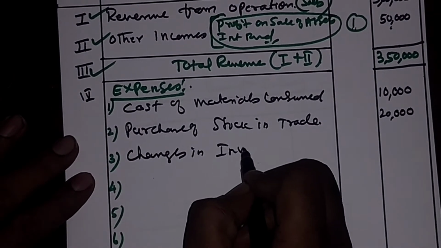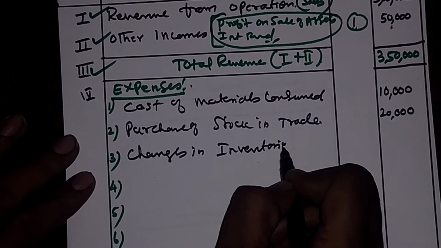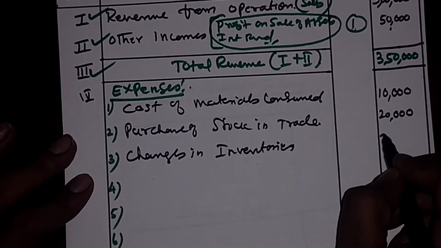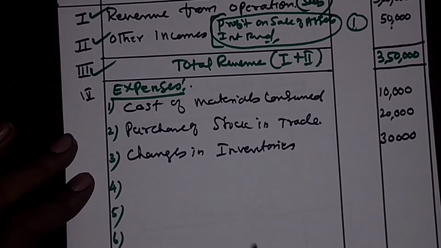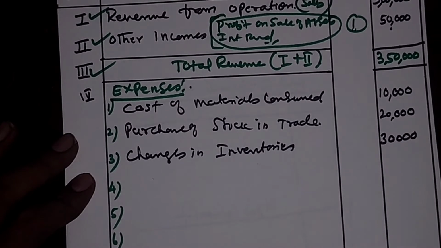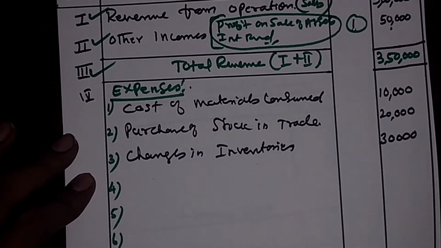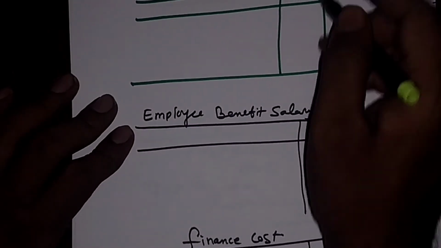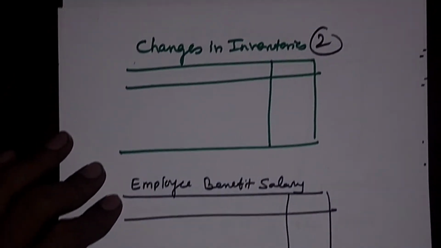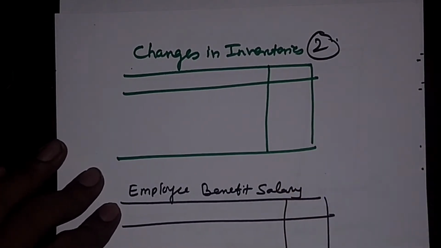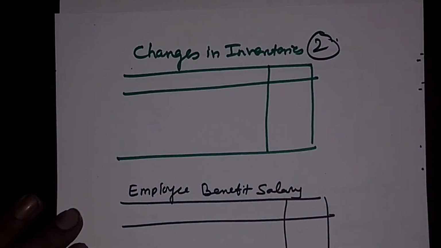changes in inventories. Let me show how that note will appear. For example, I'll write here 30,000. How has this 30,000 arrived? Let me show it in the working note. Please see here. Changes in inventories. For example, I'll take it as note number 2. Why will I take it as note number 2? Because already note number 1 I have shown for other incomes.